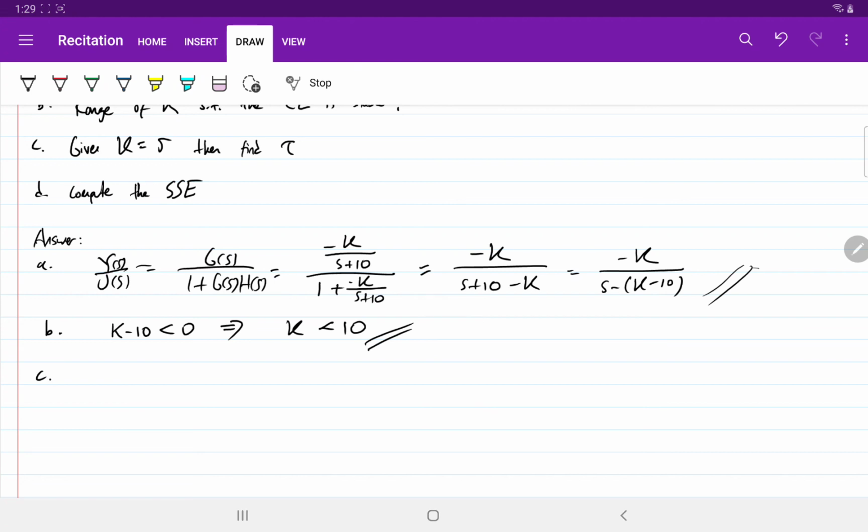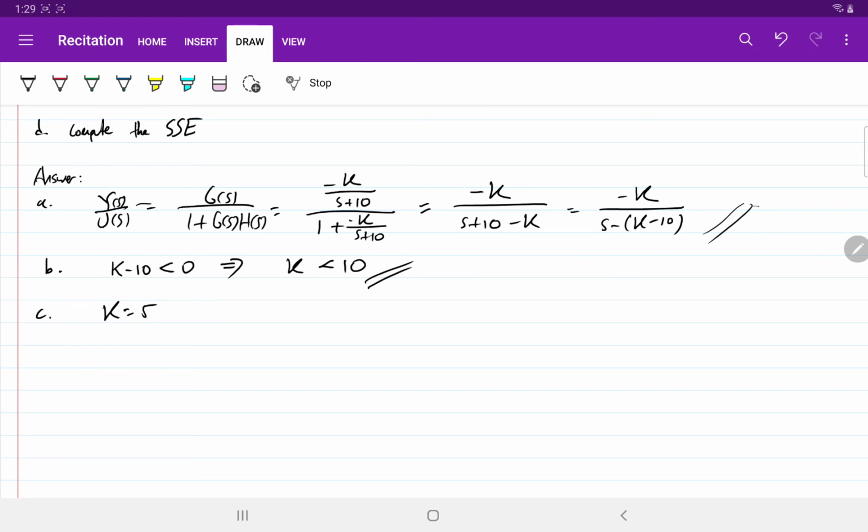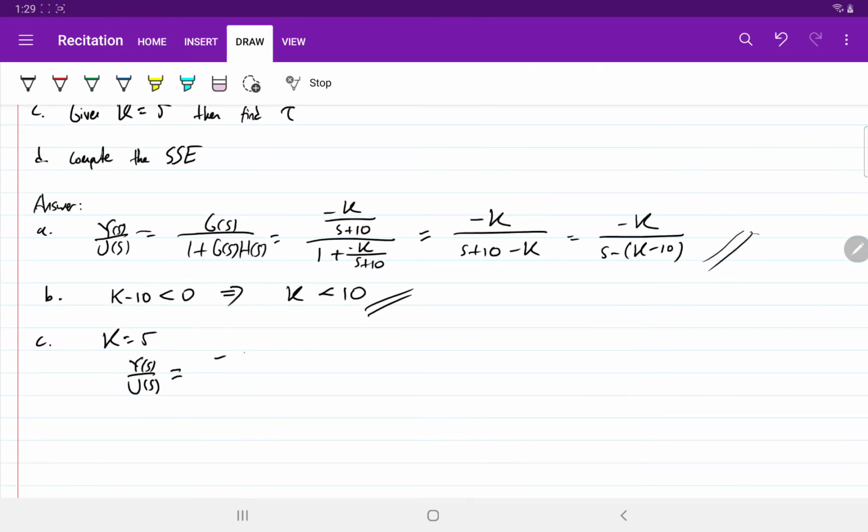C, given K equal to 5, what is the time constant? Okay, so what is the transfer function here? With K equal to 5, we have minus 5 over S minus 5 minus 10, which is minus 5 over S plus 5, right? And then this is nothing but minus 1 times 5 over S plus 5.